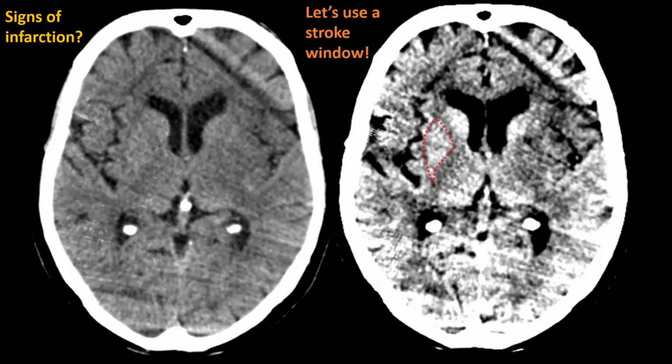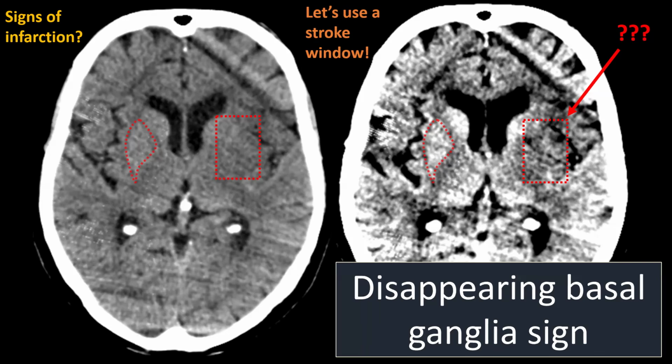The lentiform nucleus, clearly seen on the right side, is missing on the left. And there is no differentiation between the cortex of the left insula and the underlying white matter. So these are definitely signs of early infarction, or early signs of infarction rather. And if we now look back at the brain window, yeah, we could have seen it there as well, but it's easier if you use a strong stroke window.